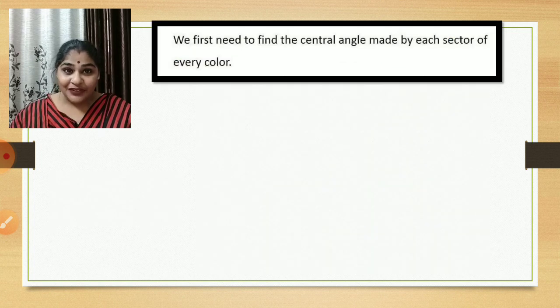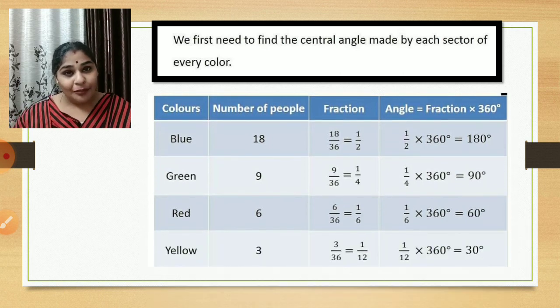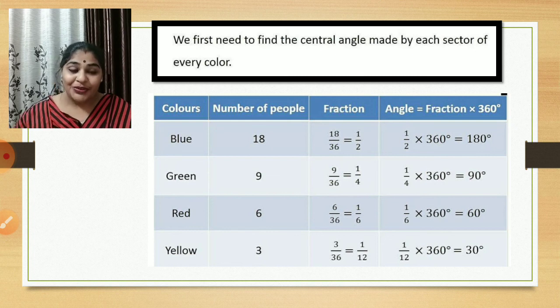So let us first find the central angle. So this is the table. In the first column, colors are given, and the number of people is already given to us. Now first we will find the fraction. So the fraction will be the number of people divided by the total number of people. And the total number of people was 36, which I have already shown you, children, right?